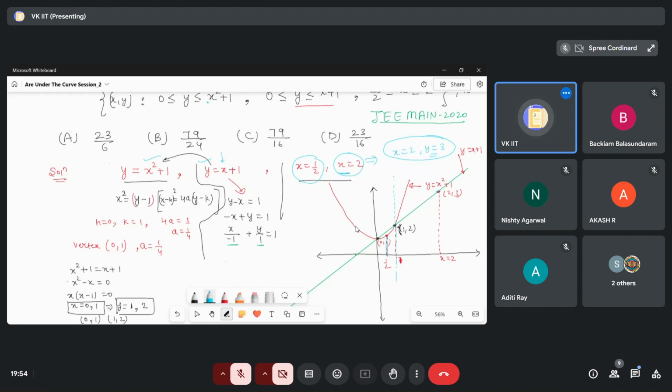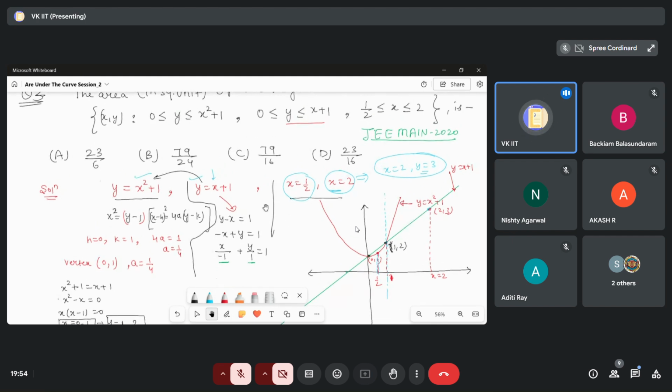So it is saying that y is less than or equal to x square plus 1. It means it will be below the parabola. Then it is saying y is also less than or equal to x plus 1 but greater than 0. Achha, greater than 0 means what? They are saying that y is greater than 0, which means above the x-axis, because at the x-axis y is 0. So above the x-axis and below this x plus 1 line. So the area for the line should be below the line.